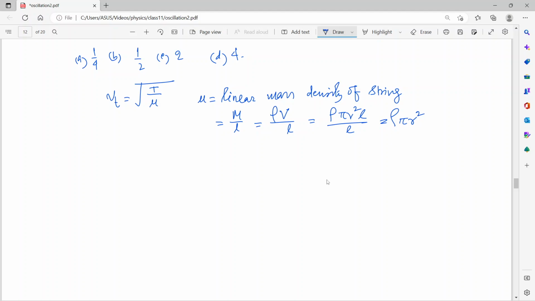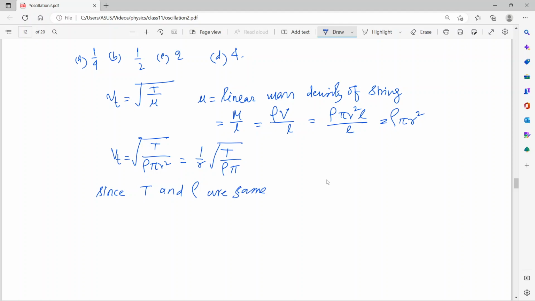So what is the ratio that you want to find? That means this is Vt, that is root over T by mu, with mu as rho pi r square. That means 1 by r root over T by rho pi. All things are constant, since T and rho are the same for both. So you can say VA by VB equals RB by RA, because it is inversely proportional to r, and that equals 1 by 2. That is the simple thing that we got.